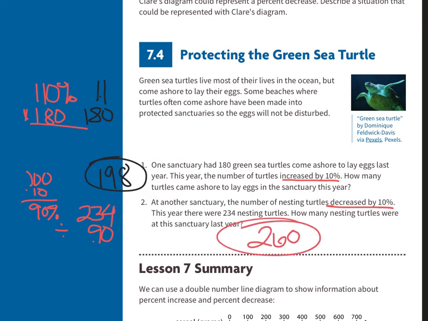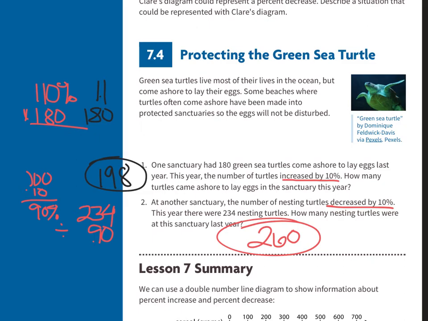So if they give you the original amount and you need to find the new amount, you multiply by the percentage. If they give you the new amount and you need to find the original amount, you're going to divide by the percentage. You're going to do the opposite.